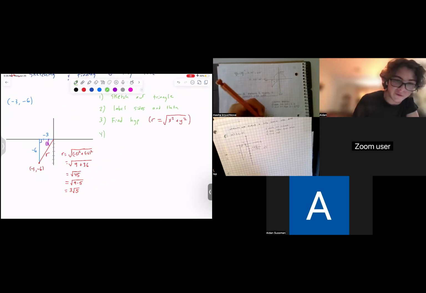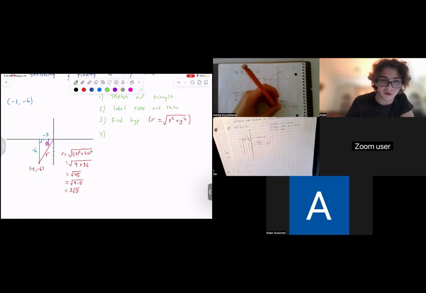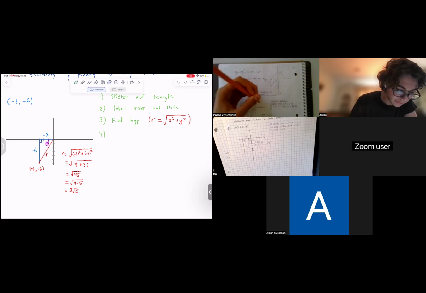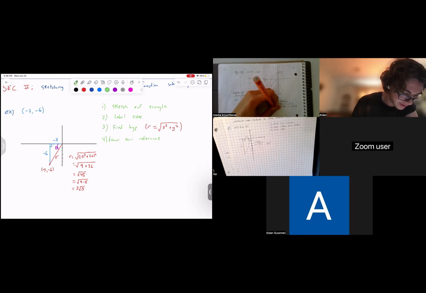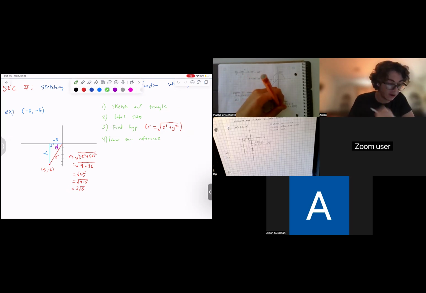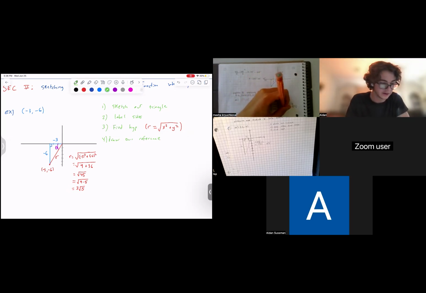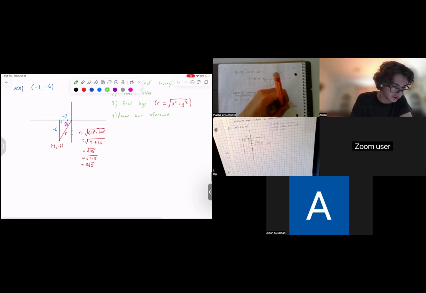All right, step 4 is going to be to actually put it right. Drawing our reference angle was step 4. My bad. As long as you do all these steps, you're good. But sorry, draw our reference angle. That's step 4. Okay, and now we have everything we need to find our 6 trig functions. Let's remind ourselves what they are.